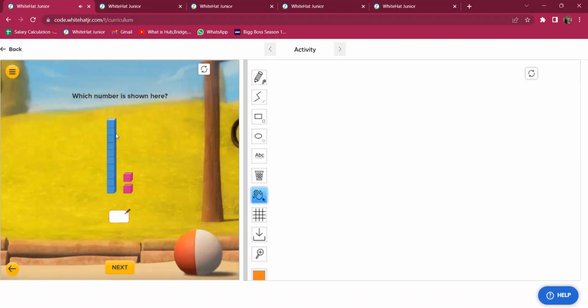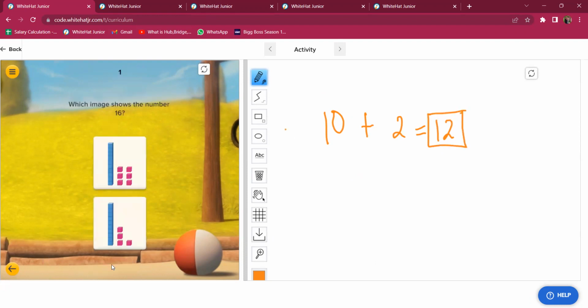Which number is shown here? We have one rod over here. One rod means 10, correct? So this is 10 plus 2 separate ones. That will give us 12. So we'll write 12 in the box and go to the next question.